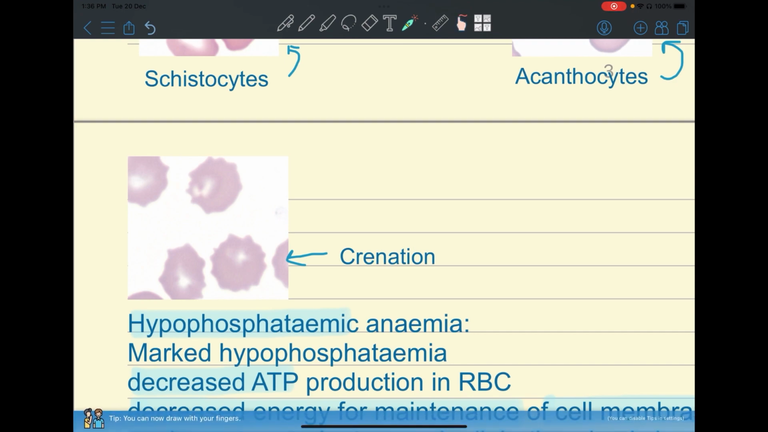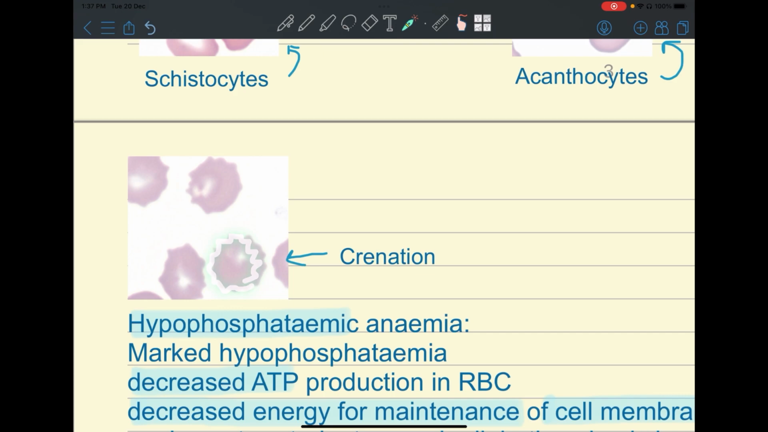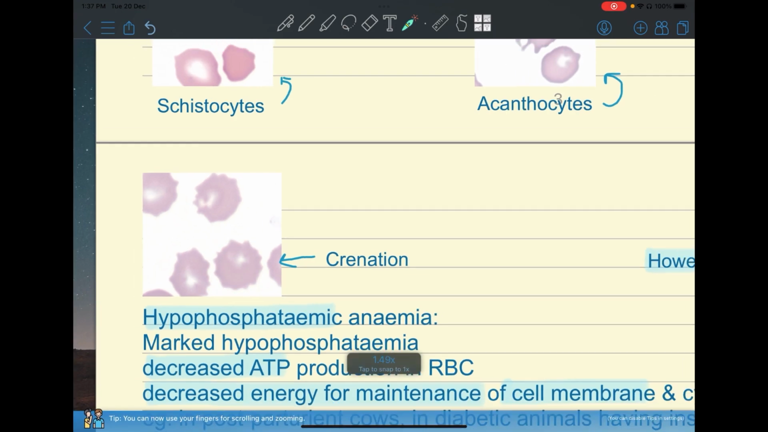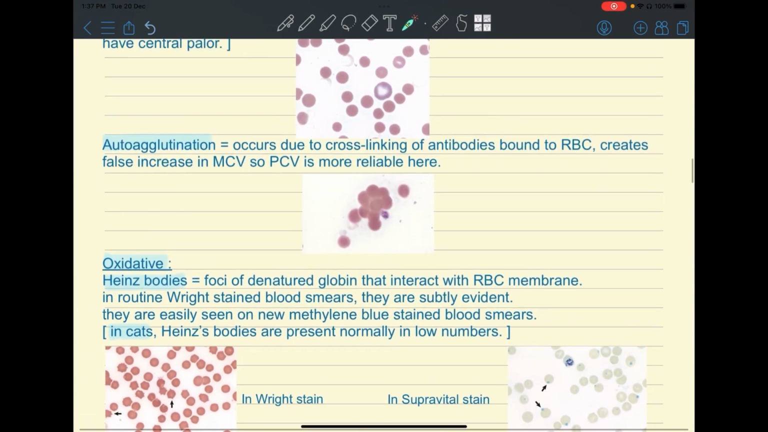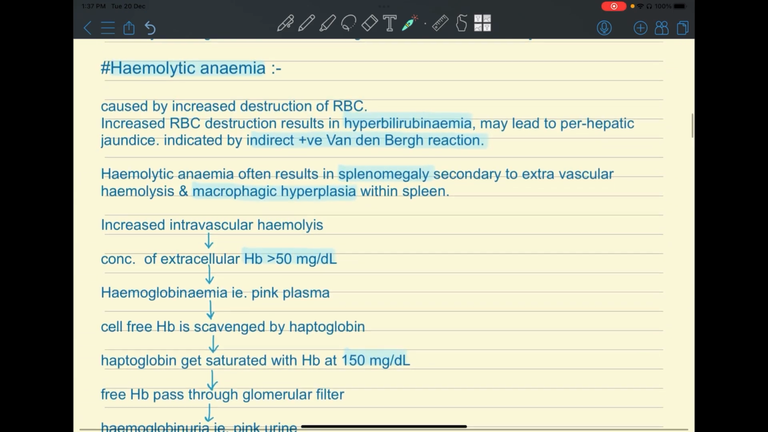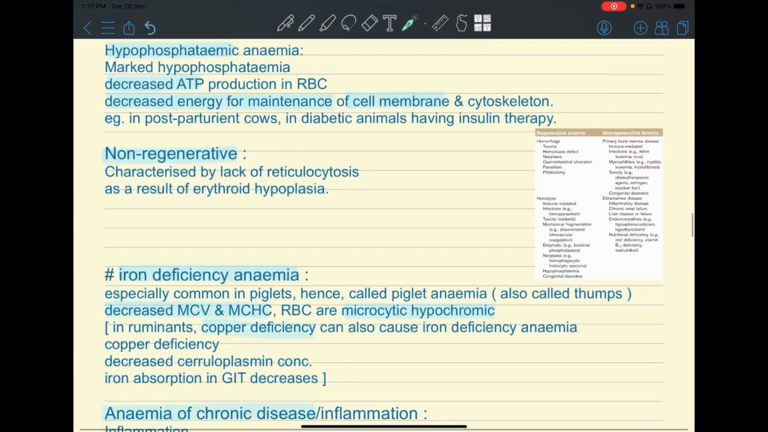So if you are using some improper technique to prepare the blood smear, or you are using improper staining technique, if you have improper temperature, or you are not using a clean glass slide, then in this case you will see this artifact that is called crenation. And what is this? It is irregular RBCs. So you can see how the boundary of the RBC is irregular. Okay, so this is it for the hemolytic anemia, which is a type of regenerative anemia.